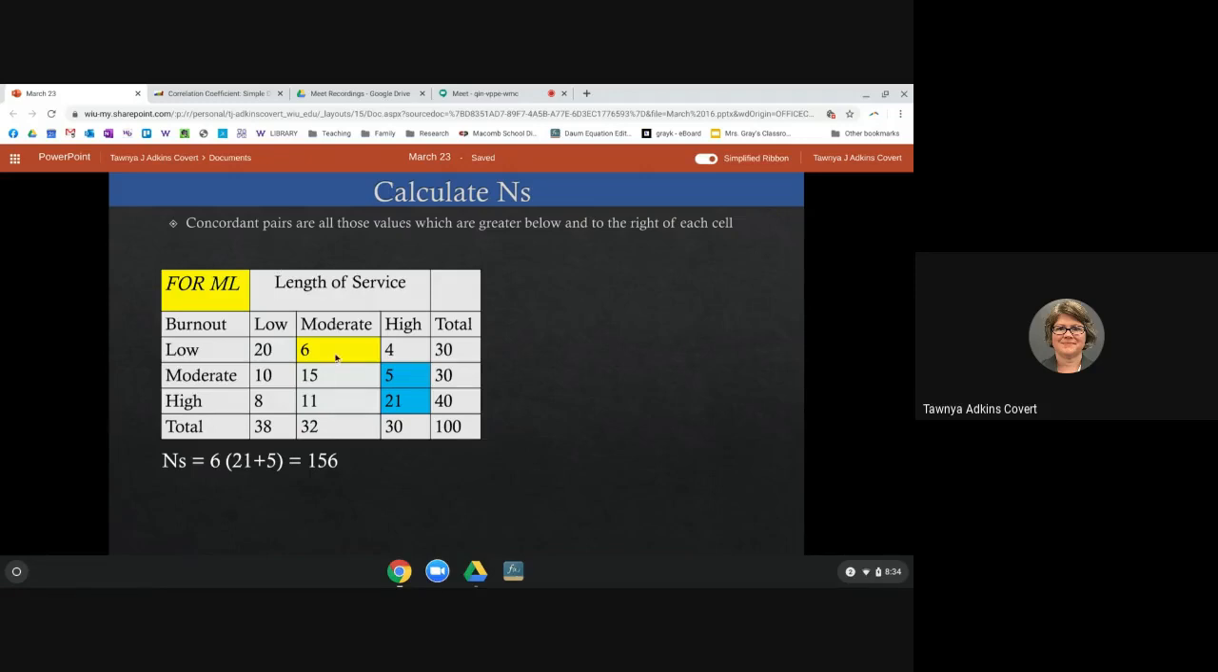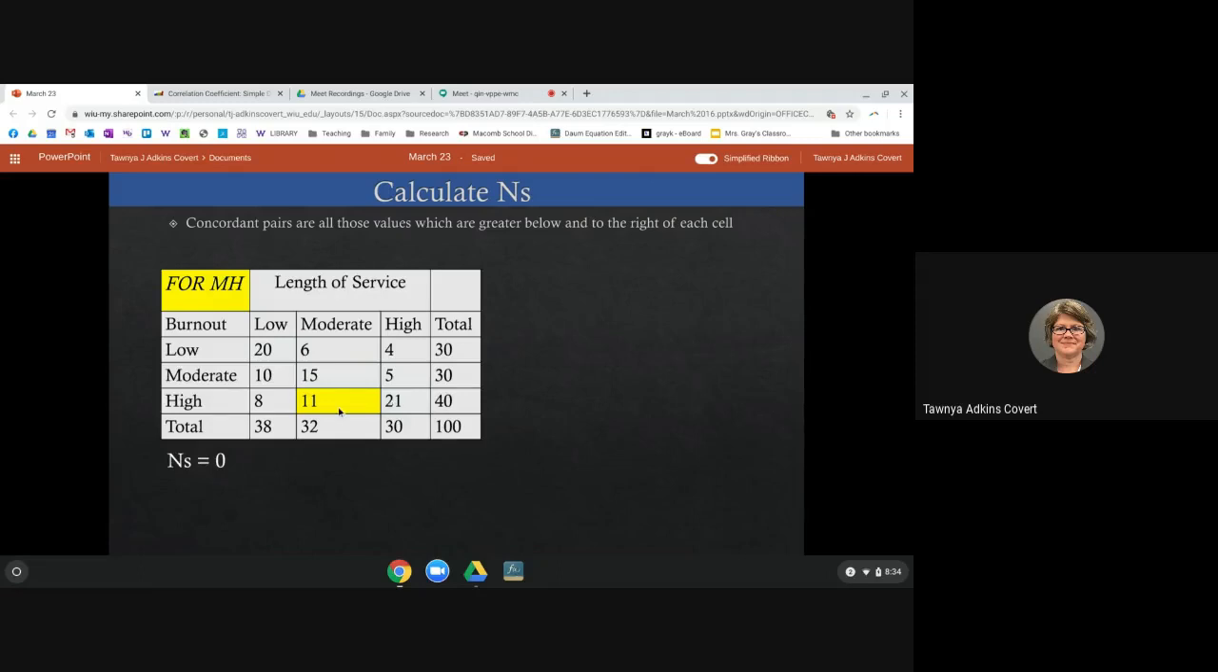For moderate length of service and low burnout, we have our value of 6 for that cell. And then the cells that are bigger in both dimensions are 5 and 21 for our high moderate and our high high. So those will go in there, and you would get 156. For moderate, moderate, there's this one cell that is higher in both dimensions. So 15 times 21, or 315.